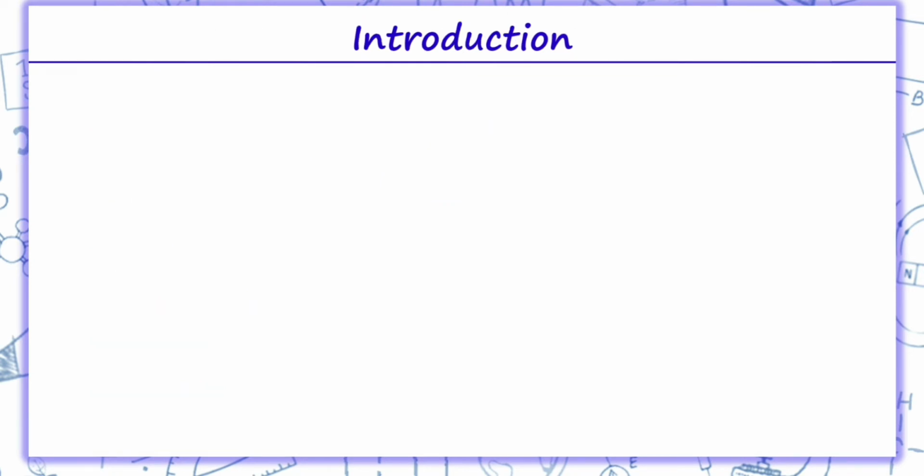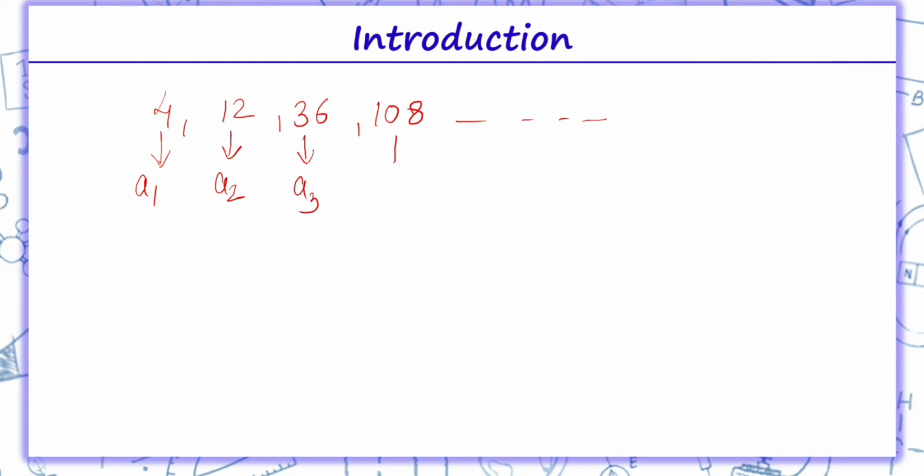Coming on to the introduction. A sequence of non-zero numbers is called geometric progression if the ratio of the term and the term preceding it is always a constant quantity. For example, if I have written over here 4, 12, 36, 108 and so on. If we look over here, 4 is the first term, that is A1, 12 is the second term, 36 third term, 108 fourth term.